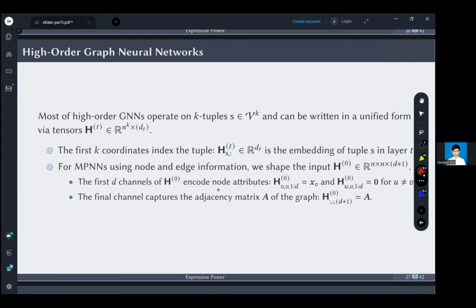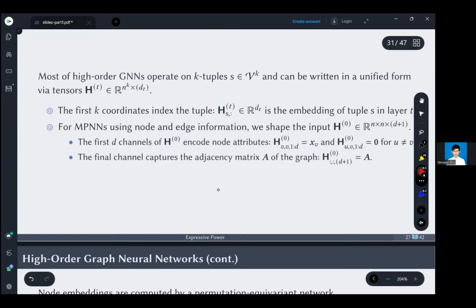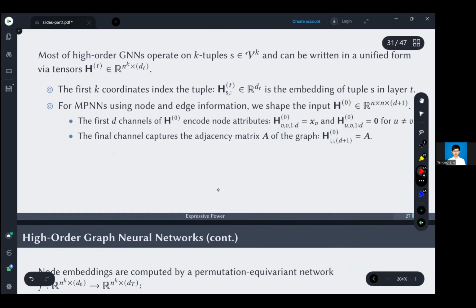And here we can organize every input, because we are going to represent the input in tuples, right? We can organize all the input data in a tensor. This tensor has dimensions n times n times n, k times, plus the input size d_t, and the first k coordinates index the tuple, which is the embedding of the tuple S in layer T.